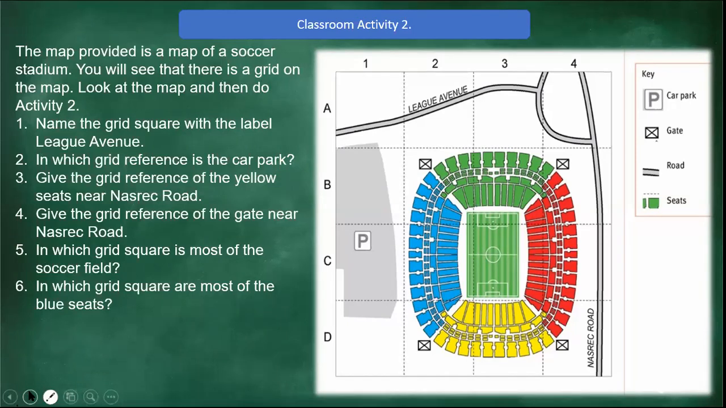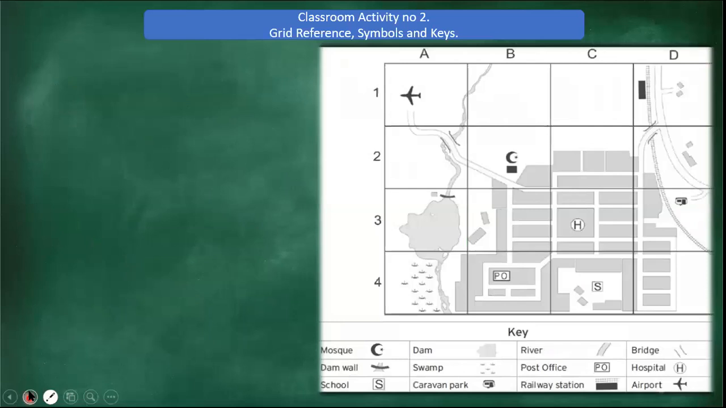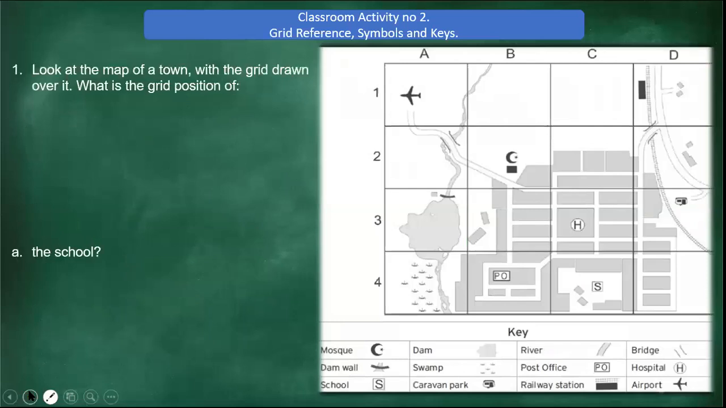Okay, another activity. Here we go. Look at the map of a town with the grid drawn over it. What is the grid position of the school? Yesterday we learned about keys and symbols. Look at the key symbols and then tell me what is the position of the school. Quickly look at the map and get the position for the school. Abongiwe.